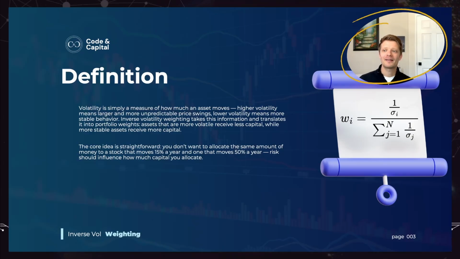Formally, weights are proportional to the inverse of volatility, meaning, as you can see on screen right now, we take 1 divided by sigma, where sigma is the volatility measure of that security. And then we just normalize that across the sum of the inverse volatilities of all the assets in the portfolio.